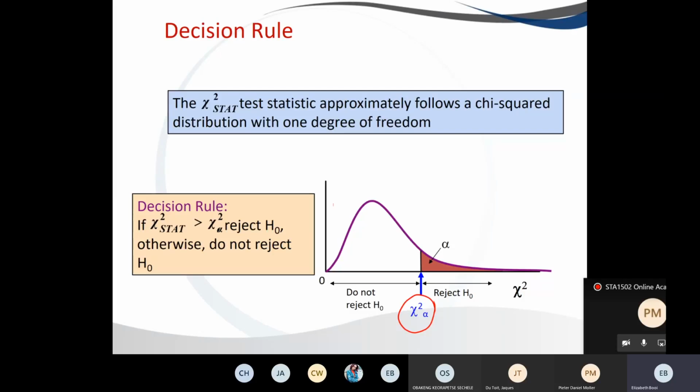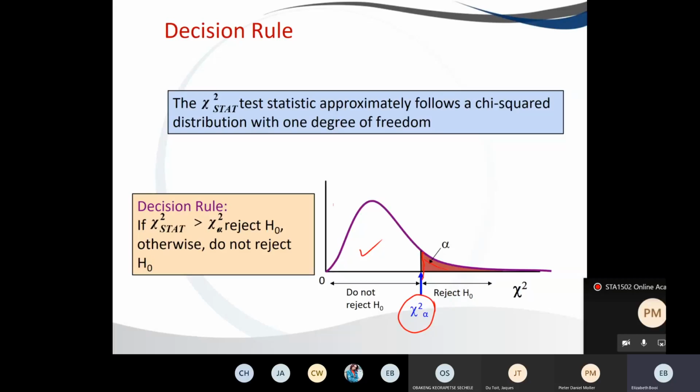When you have that, you draw this diagram and you define the area of rejection. If the value of your test statistic falls in the red shaded area, which is greater than your critical value, you're going to reject the null hypothesis. But if it falls in the white area, which is our do not reject area, then you do not reject the null hypothesis. And that's how you're going to use that to make a decision.